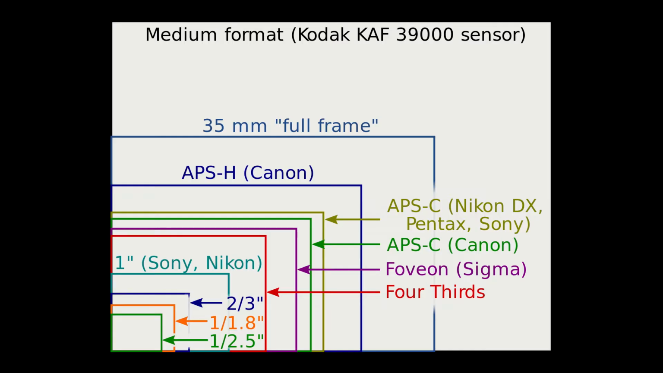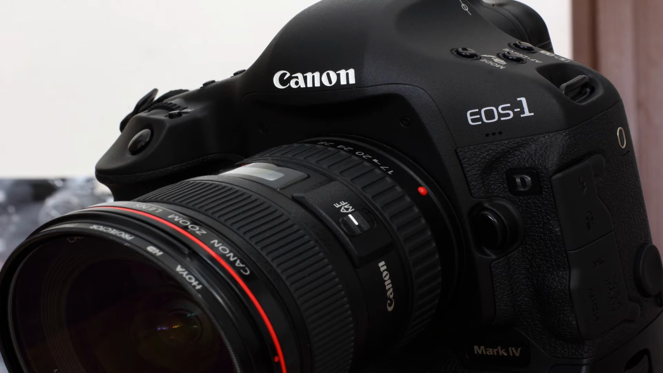Next is APS-H sensors with dimensions 28.1 by 18.7 mm. This type of sensor was used in Canon's older 1D series of cameras. They used to provide speed and high ISO performance and were used for shooting sports and wildlife. But now the sensor size has been discontinued.